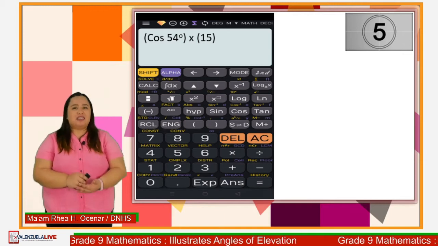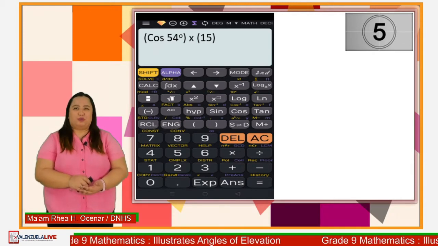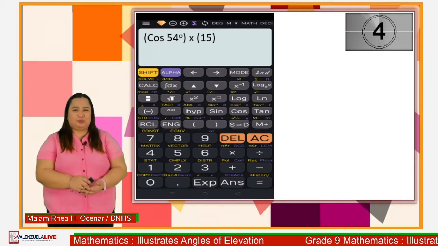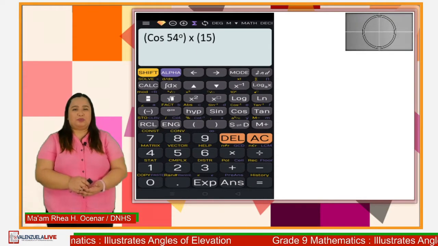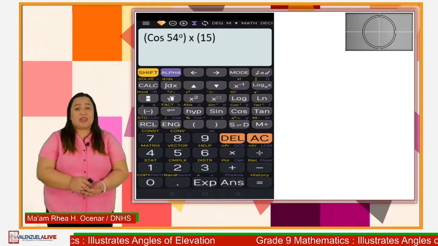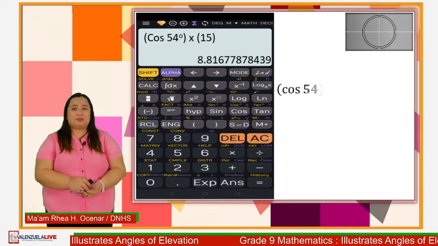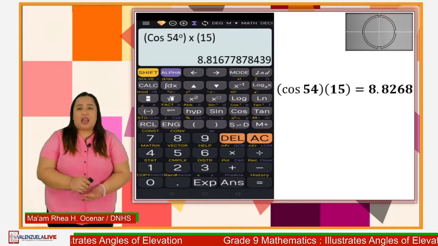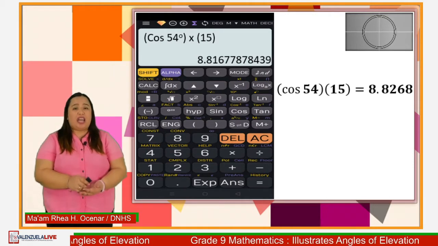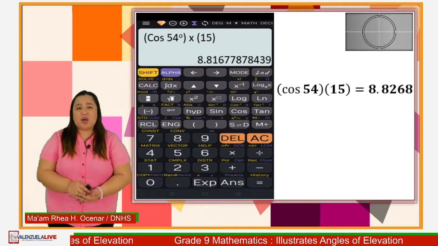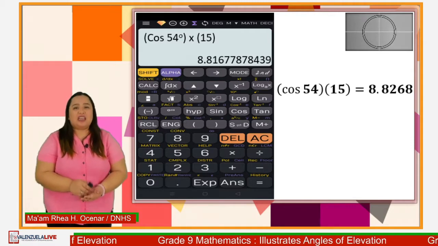5 seconds. Go. Time's up. The answer is 8.8268 or 8 and 8,268 ten-thousandths.